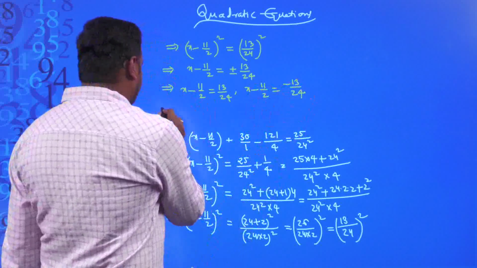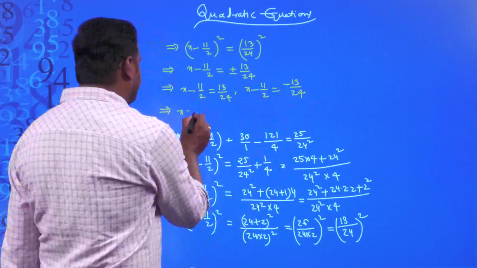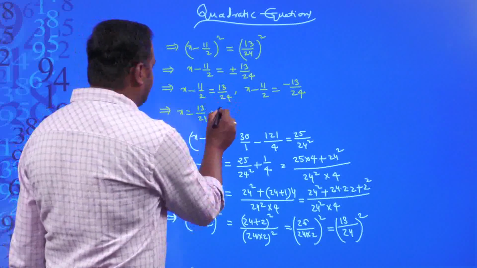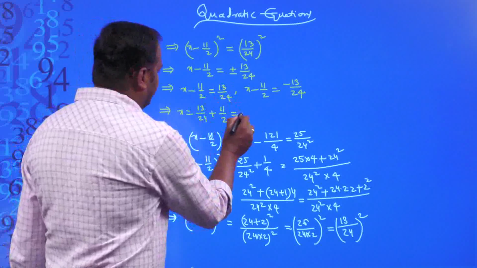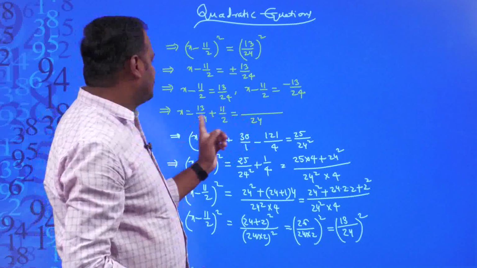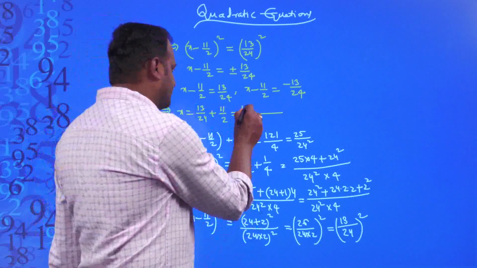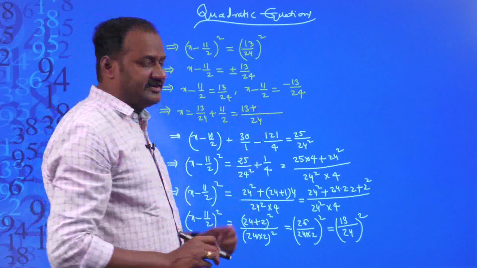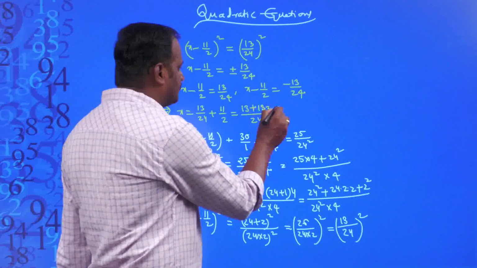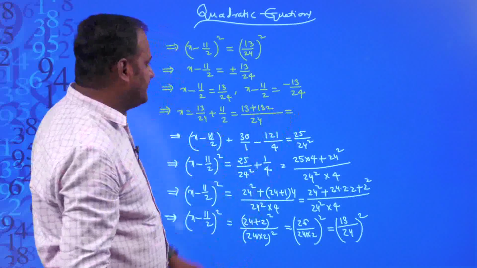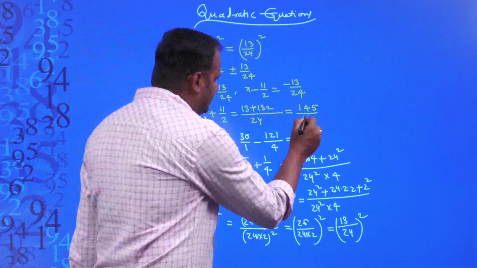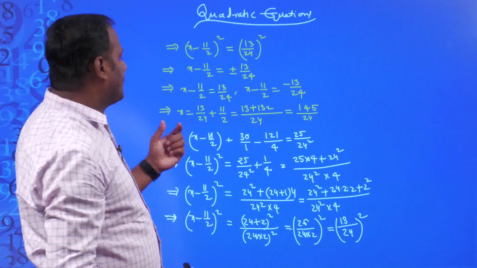Okay. Let us try to think about this. Then the value of x is going to be 13 divided by 24 minus 11 by 2, which will become plus 11 by 2. So, the LCM is going to be 24. Okay. 24 1s are 24, 1 13s are 13, plus 2 how much are 24? 2 12s are 24. So, 12 into 11 is equal to 132, which is going to be 13 plus 132 is equal to 145 divided by 24. So, this is one value of x.